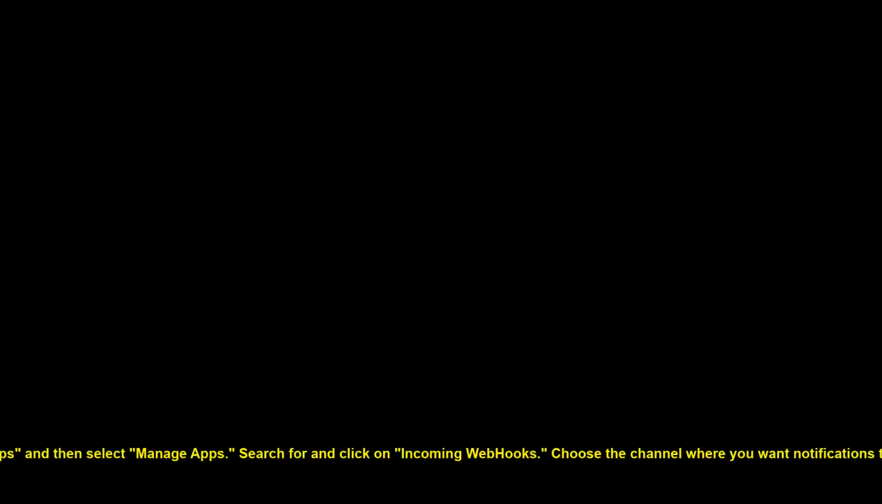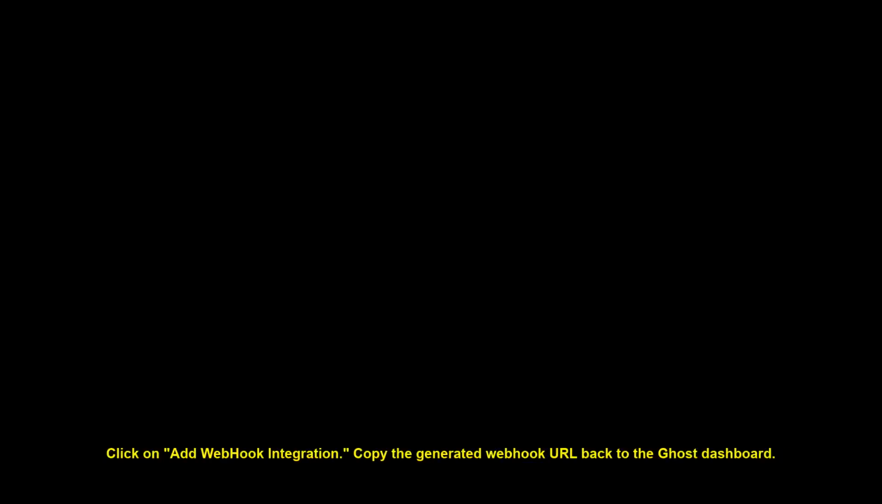In the URL field, you will need to enter your Slack webhook URL. To obtain the Slack webhook URL, open your Slack workspace. Go to Apps and then select Manage Apps. Search for and click on Incoming Webhooks. Choose the channel where you want to post and click on Add Webhook Integration. Copy the generated webhook URL back to the Ghost dashboard.